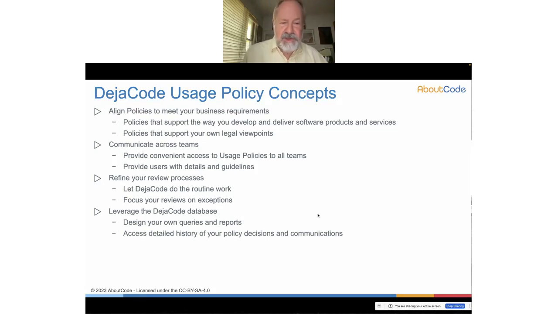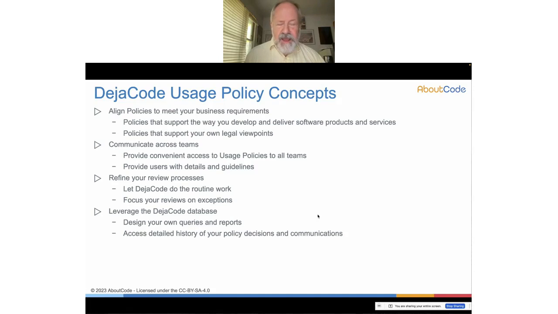Do I need to do something special? And how do I let people know? The other thing is, as you gather information into a product that you deliver, you want to focus on the exceptions, and let DejaCode do the routine work of letting flow through all the things that you've reviewed in the past, things that have very popular permissive licenses, and focus on things that maybe you want to think about before you put them in your product and send it out the door.